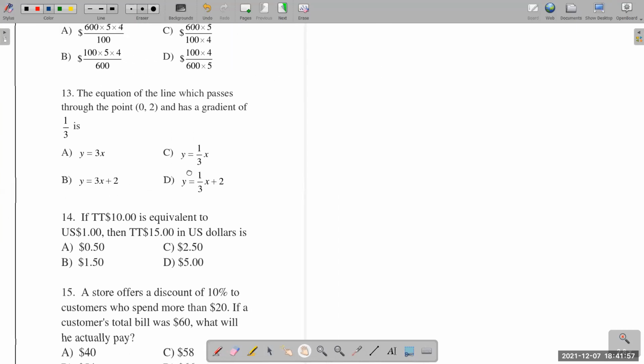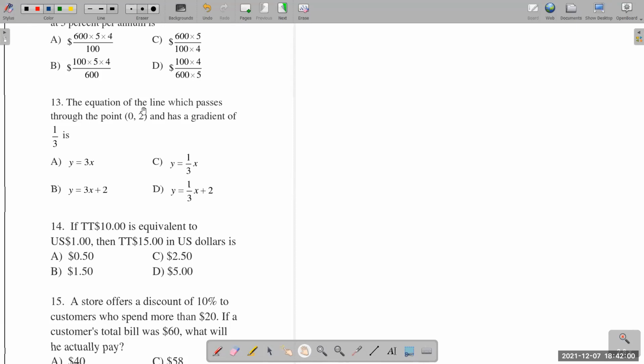We learned this yesterday. The equation of a line which passes through the point (0, 2) has a gradient of a third. So we need to determine which one is the equation. Based on what we did yesterday, you know you're starting off with this equation: y minus y1 is equal to m, open bracket, x minus x1. They gave us a point, and from the point we get our x1 value and our y1 value. So all we need to do is plug it in.